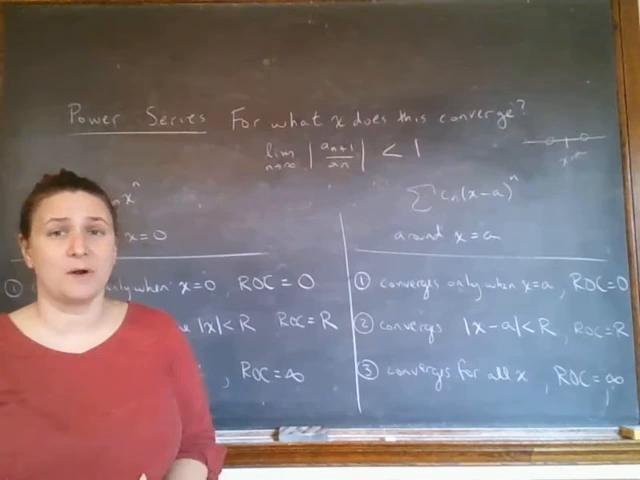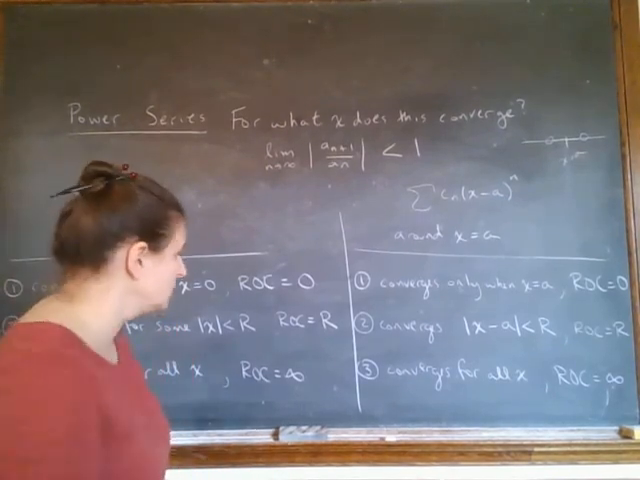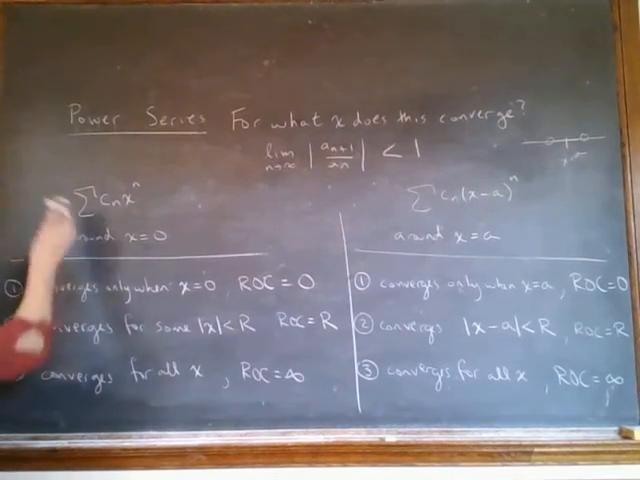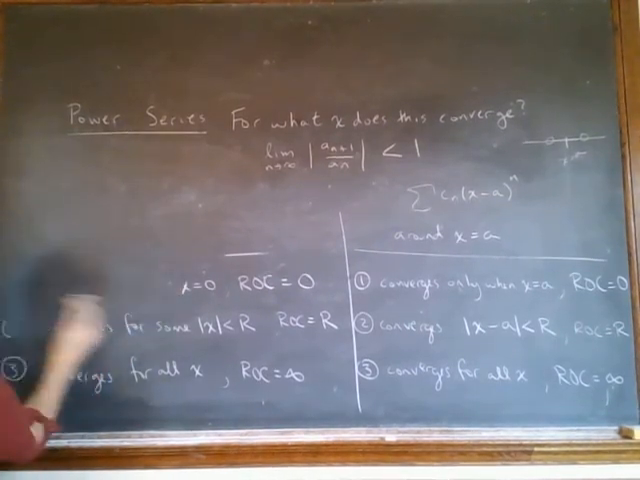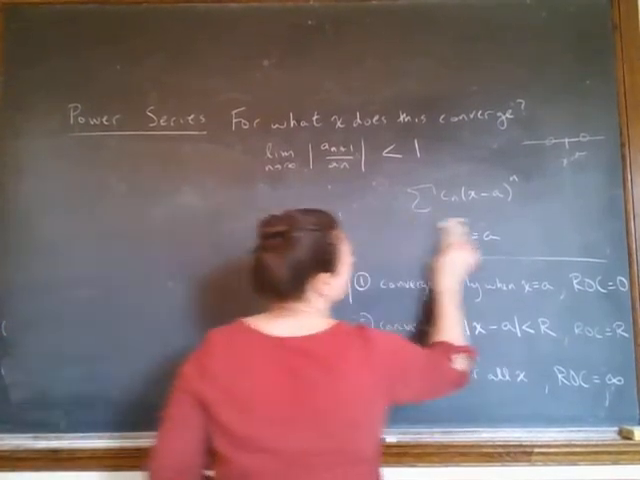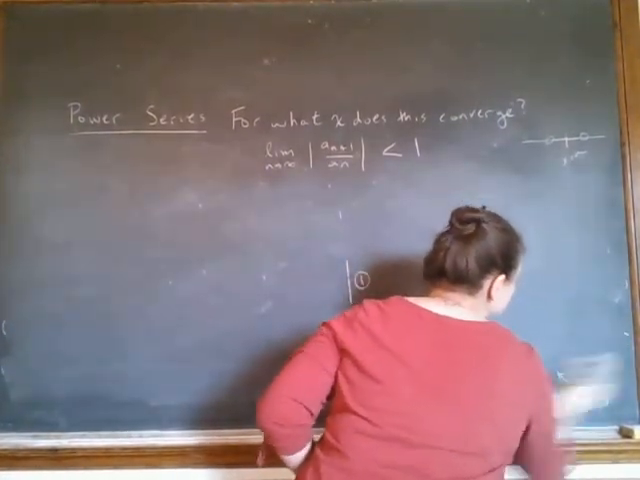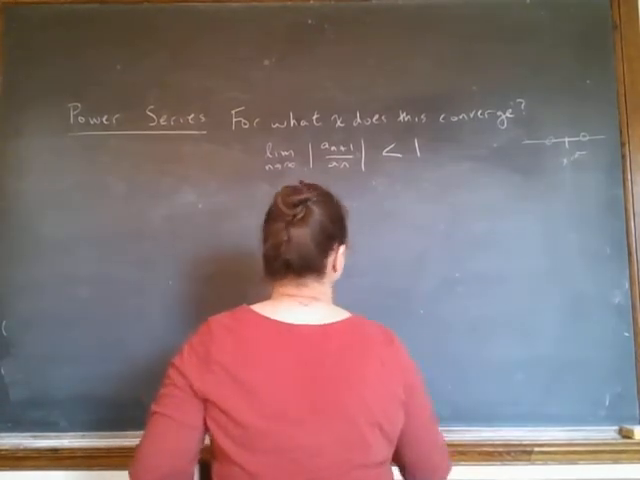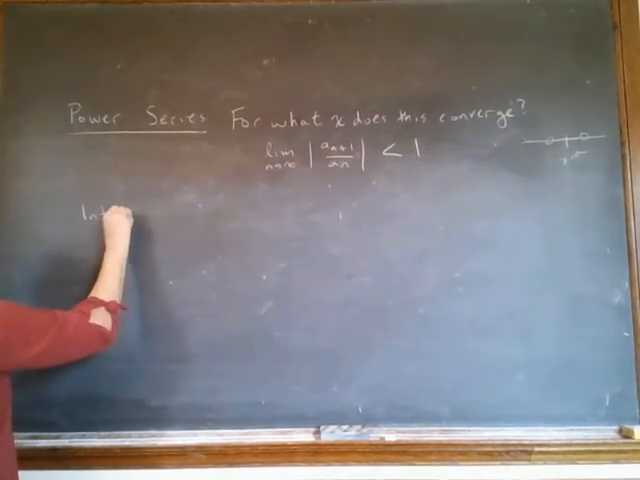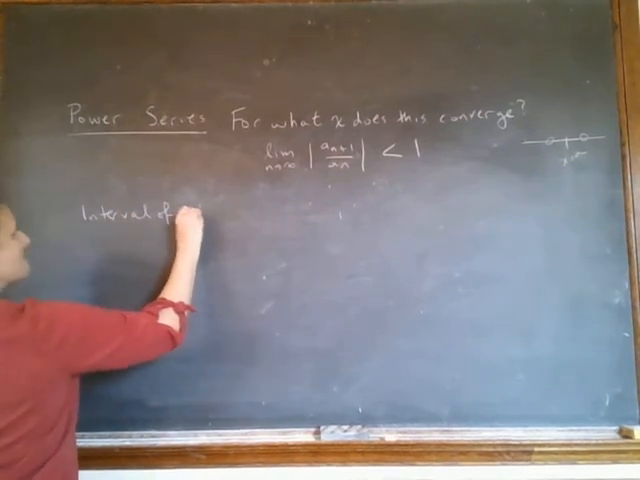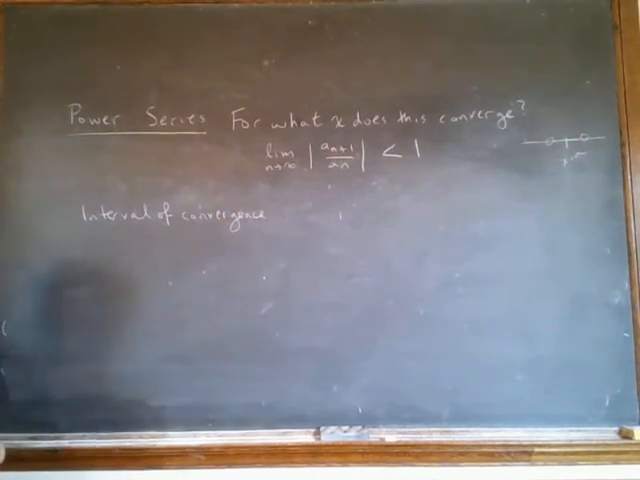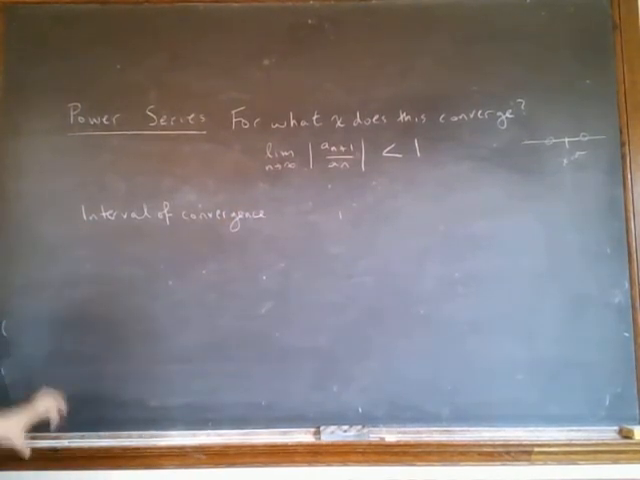In this last part of this video, I want to mention one more thing. It's all about the radius of convergence, but there's also something called the interval of convergence. To find the interval of convergence, you have to check the endpoints as well.